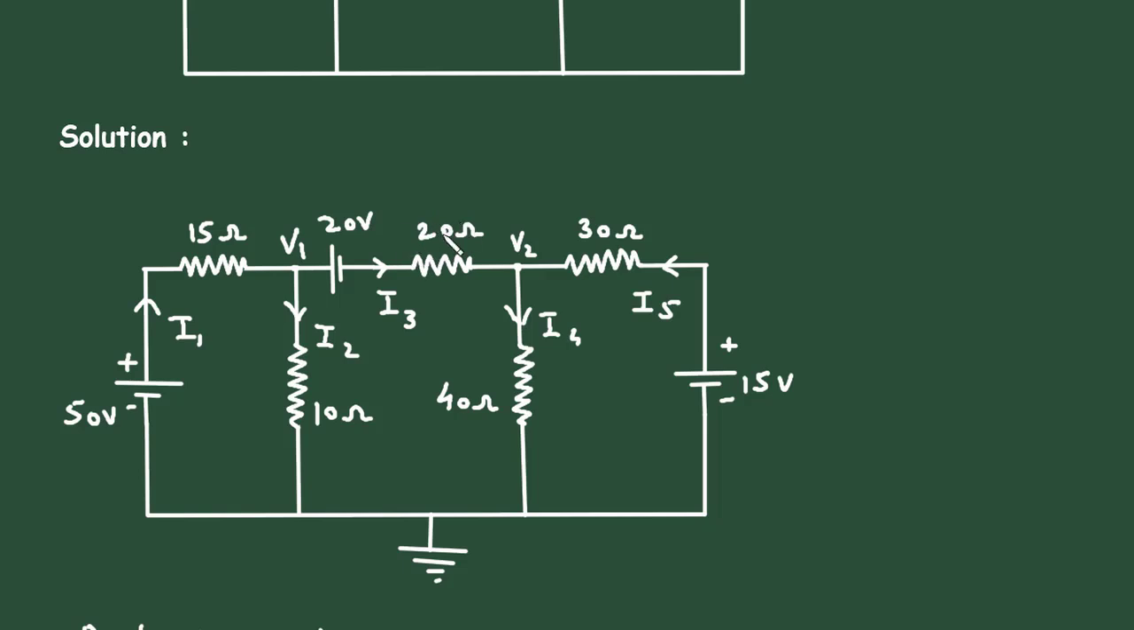If this resistance was absent, that time this will be a super node. But here the resistance is present. So that's why we will solve it like this.